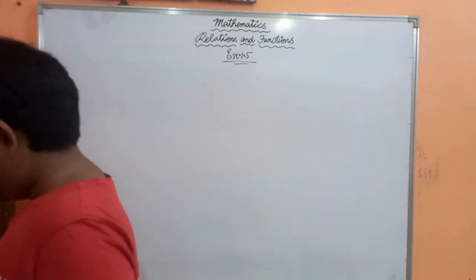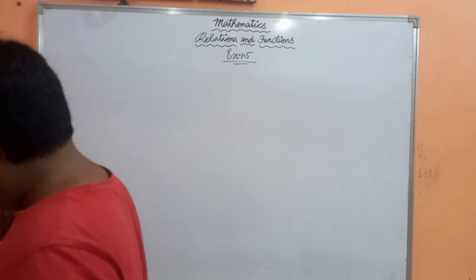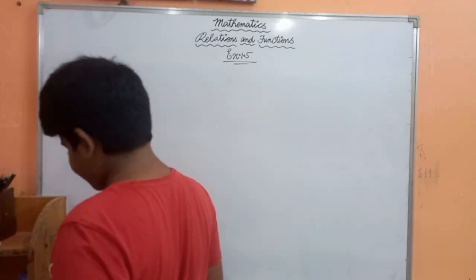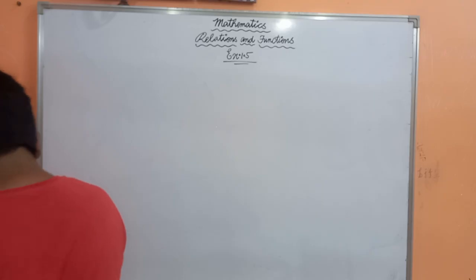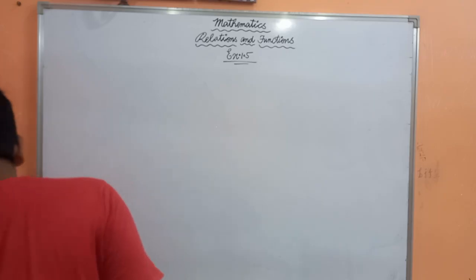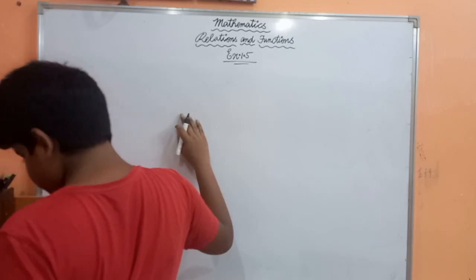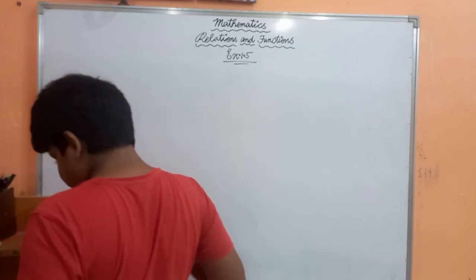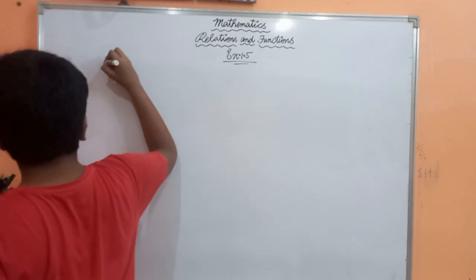Now let's go for the second subdivision. They say find the value of k such that f dot g is equal to g dot f. I'll do the second sum because it is kind of harder.